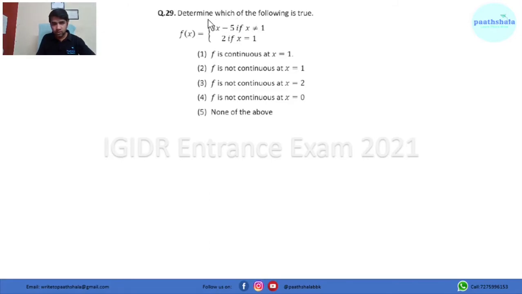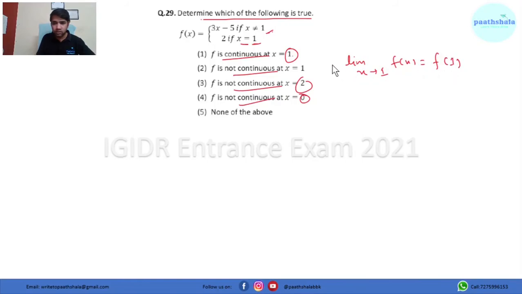So here in this question it is saying determine which of the following is true. Basically, if I go by choices, we have to check the continuity. Now it is up to you to check the continuity at 1, 2 and 0. Okay, so I'll go with 1 because here you can see that function is defined for 1 and for not 1. So ideally you should start with 1. In order to check the continuity, this condition has to be fulfilled: limit x tending to 1 f(x) should be equal to f(1). If this condition is true, the function will be continuous at x equals 1.